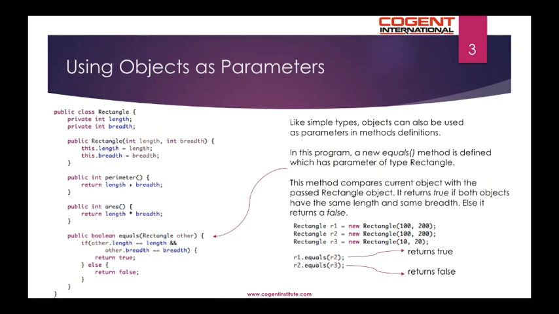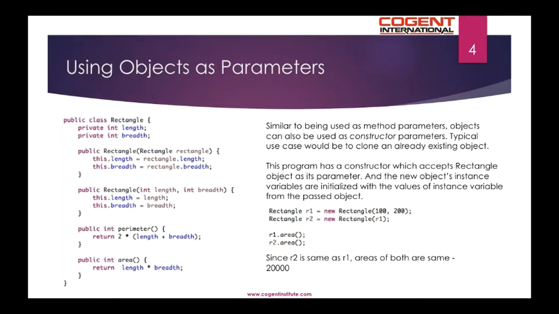So when equals is called on R1 by passing in R2, it returns true because both R1 and R2 have the same length and same breadth. And when equals is invoked on R2 by passing in R3, it returns false because the length and breadth of R2 and R3 are different.